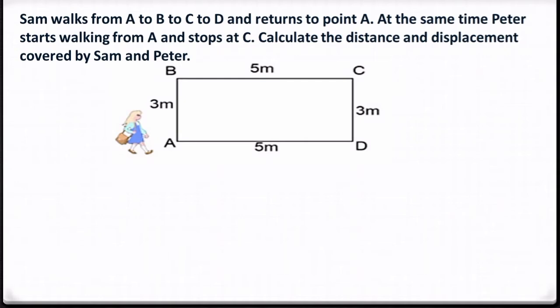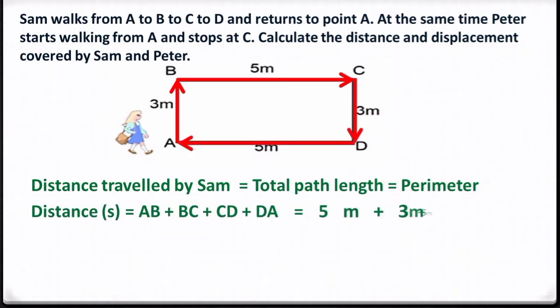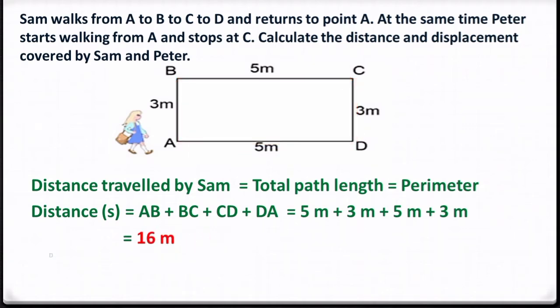Recall that distance is the total path length covered by a moving object. Sam started to walk from the point A to B to C to D and then he reached back to the point A. So, distance travelled by him will be the perimeter of this rectangular plot. That means you have to add all the side lengths, which is equal to 16 meters.